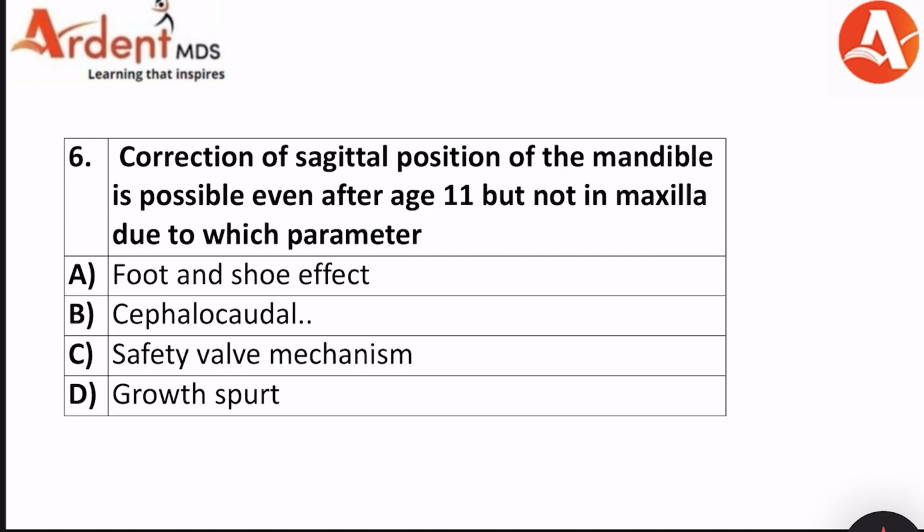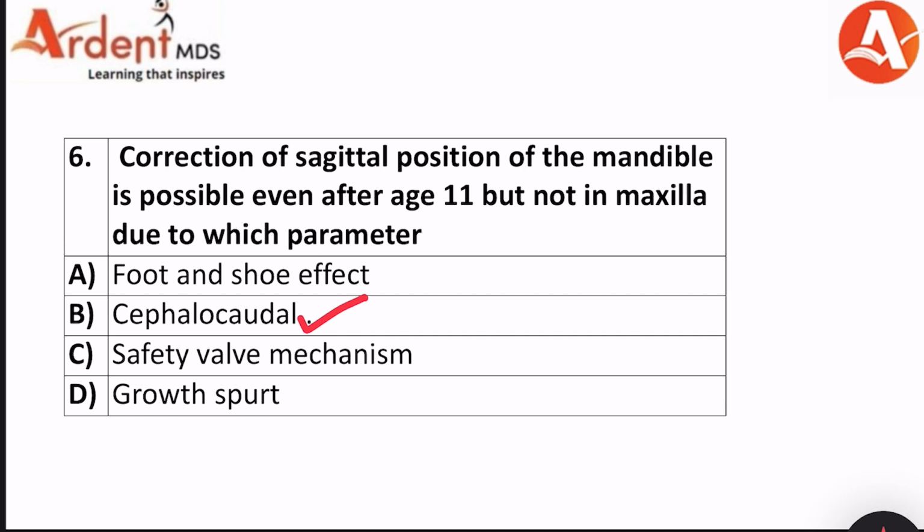Yes. Now question number 6. Correction of sagittal position of the mandible is possible even after age of 11, but not in the maxilla. Due to which parameter, right? The question is very simple and easy. The correction of sagittal position of the mandible. What is sagittal position? The anteroposterior position of the mandible is possible even after age of 11, but not in the maxilla. Why? The answer is cephalocaudal growth gradient.